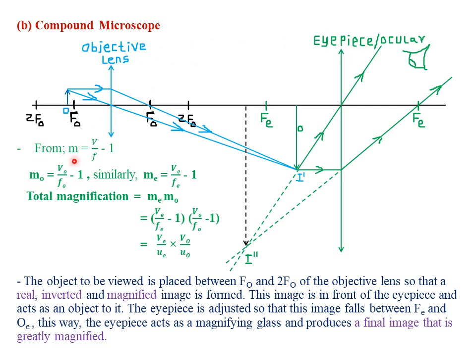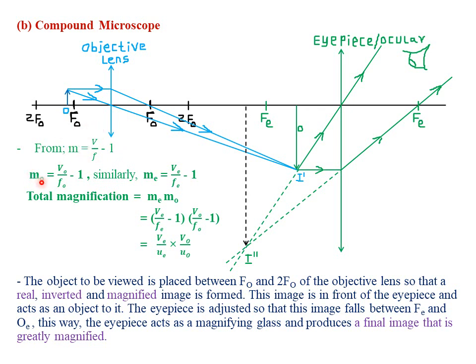From our previous classes, we showed that magnification can be given, from the lens formula, which was 1 over f equals 1 over u plus 1 over v. If you introduce magnification in that formula, you will get magnification equals v over f minus 1. You can refer to our previous two lessons, where we derived this particular equation.